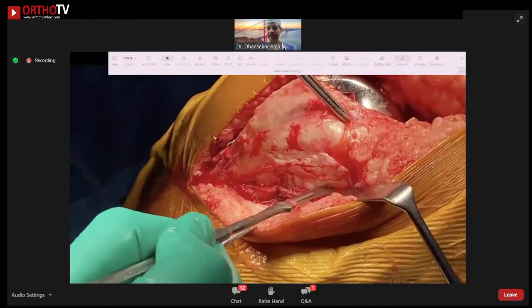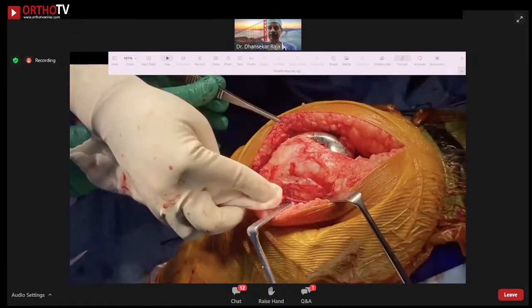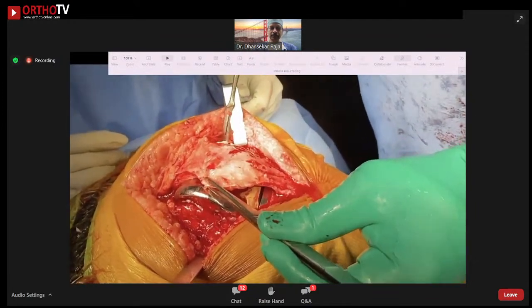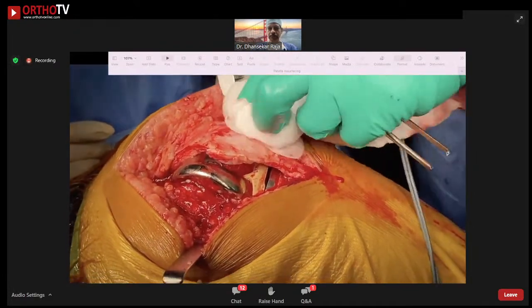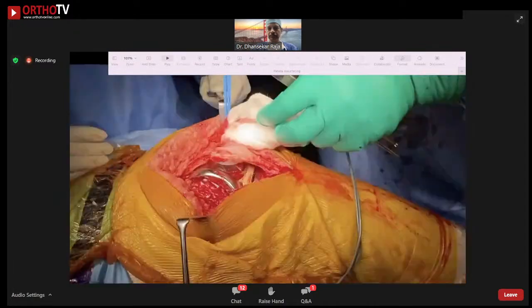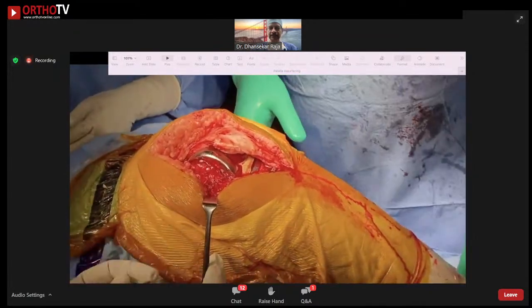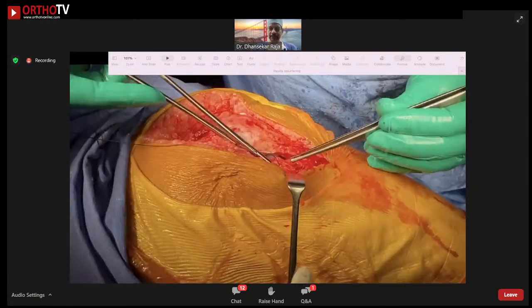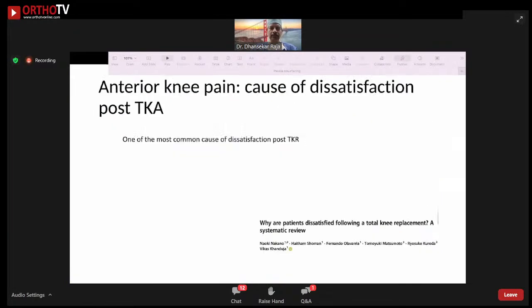As we keep releasing, the patella falls back in the trochlear groove. So now we have gone up to the level 2 release, and I can see the patella is almost coming back. Once you've done the release, we can see the patella is tracking normally. So that is the outside-in technique for patella resurfacing. Again, we close the joint. The geometry of the patella varies, but most of the dome-shaped patella or offset dome are helpful.